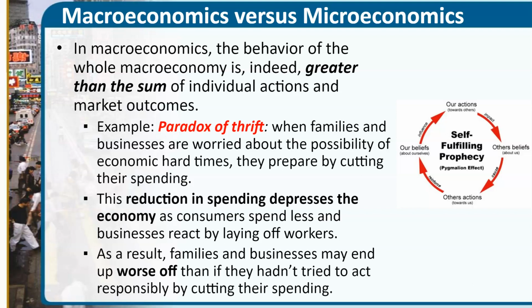So it leads to this concept that the behavior of the macroeconomy is greater than the sum of those individuals and businesses and their actions, which tends to lead to this concept that I like to refer to as a self-fulfilling prophecy, but economists call it the paradox of thrift. And this is the idea of what happens when we fall on hard times? Well, businesses and families tend to cut back. They cut back on their spending, they cut back on their workers, they cut back on their investments, and this kind of leads to a self-fulfilling prophecy, a domino effect of making things worse, not better.